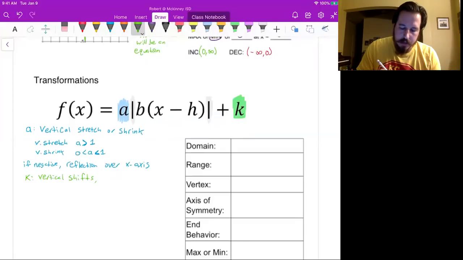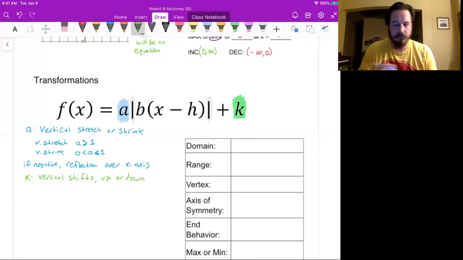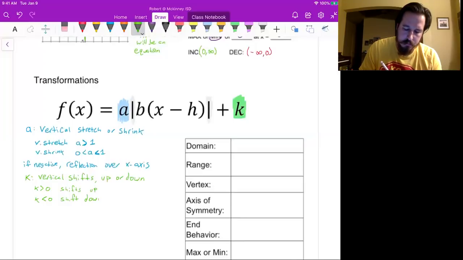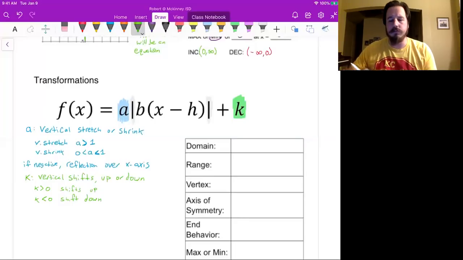Meaning it will go either shifting it up or down. If my K value is positive, if it is greater than 0, then it shifts up. If my K value is negative, less than 0, then it shifts down. Okay.